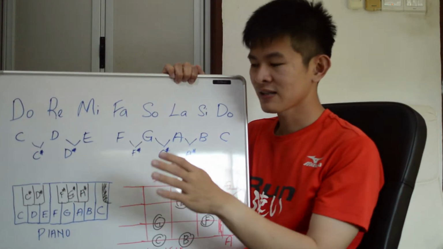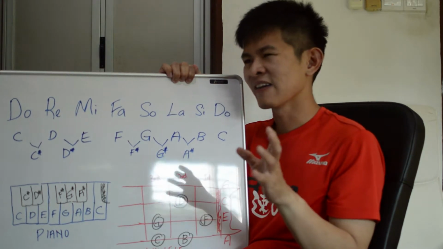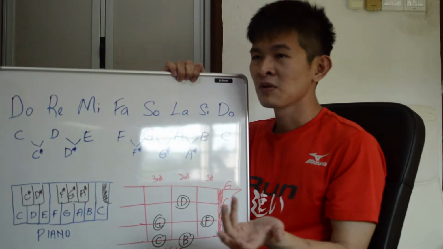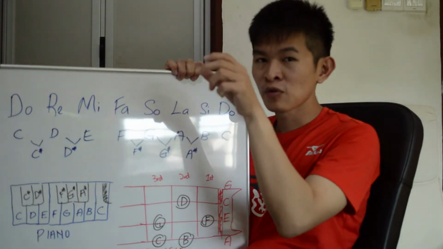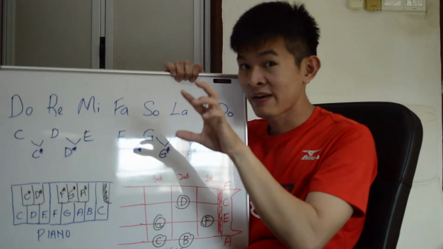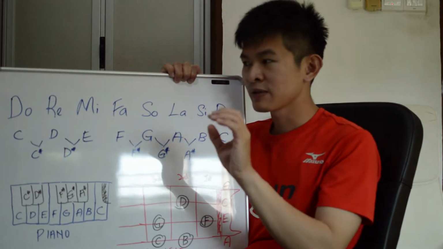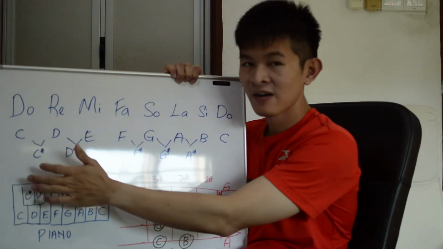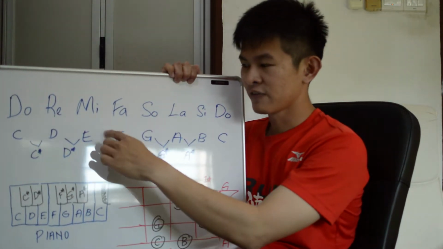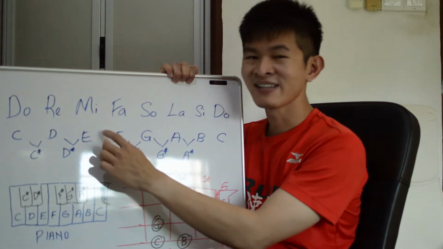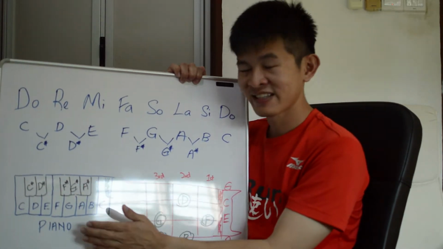So never mind, let's look at this. As for piano, I believe you have at least seen a piano before. When you look at a piano, the above is the black bar, right? And the below one is the white bar. The black bar actually represents the full note. When there is no black bar, it means it's a half note. Let's use this as an example.